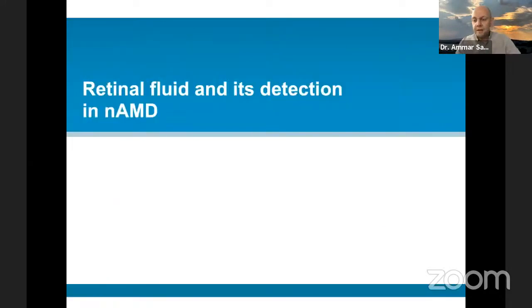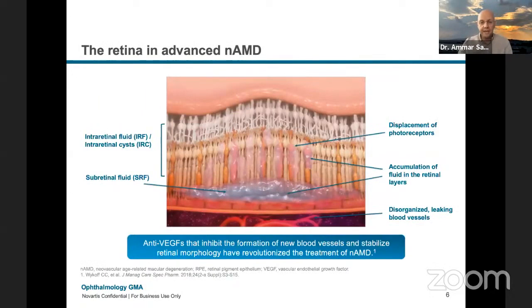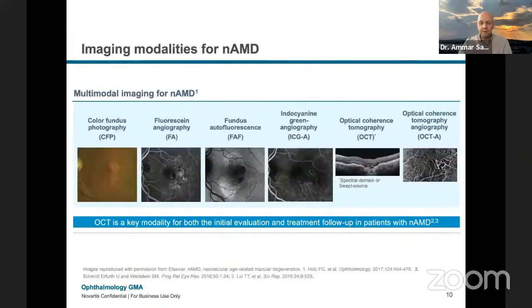The main thing is to talk about fluid in the context of neovascular AMD. As we all know, the hallmark of neovascular AMD is the presence or absence of fluid. That's why we call it wet AMD as opposed to the dry type of AMD. The main problem with the wet type is the presence of fluid, which can displace photoreceptors and affect the ability of the retina to function and give us vision.